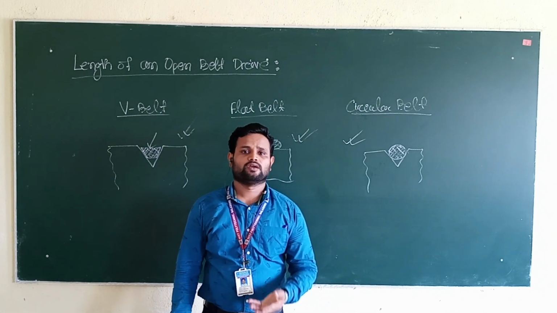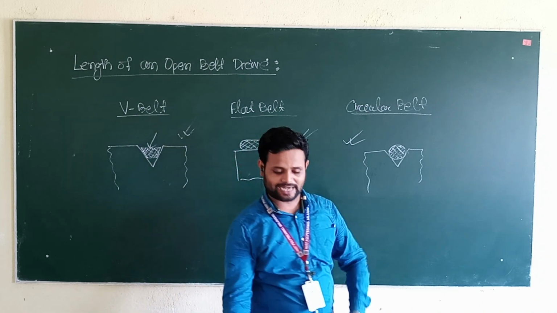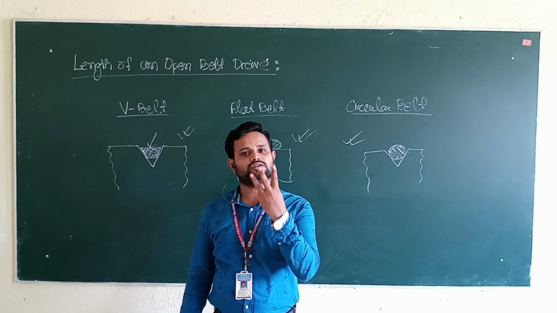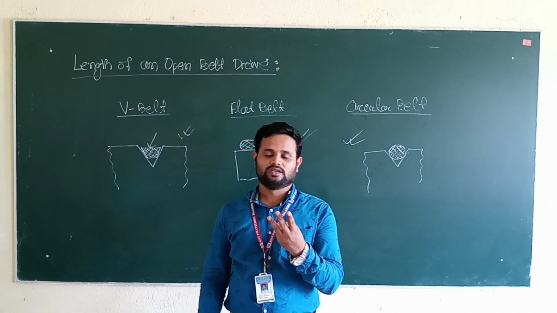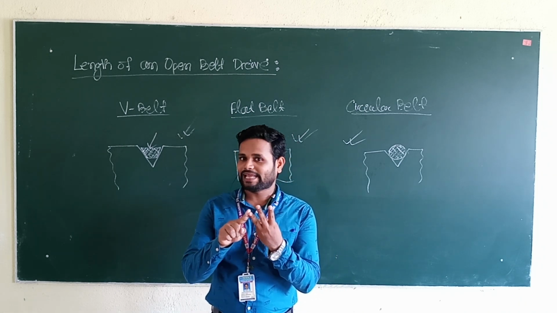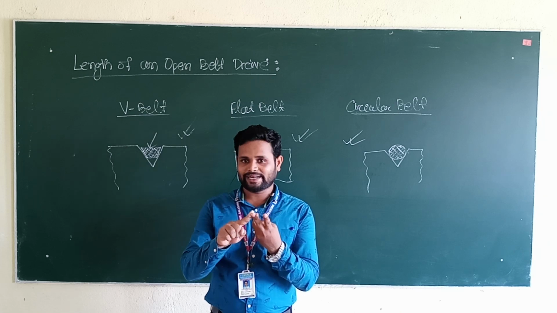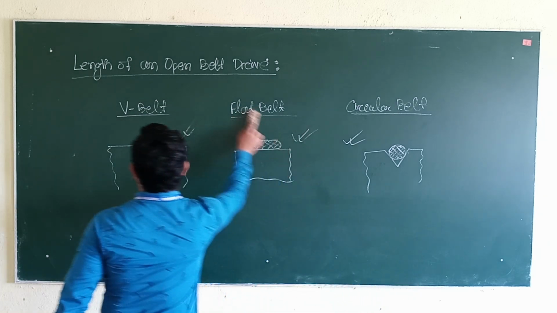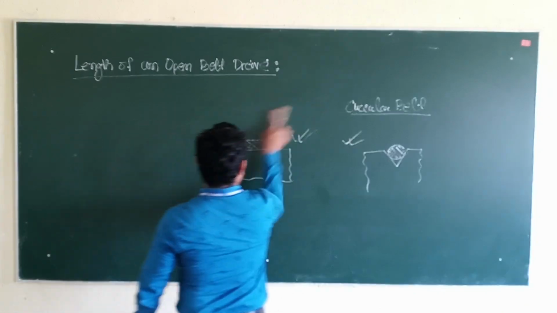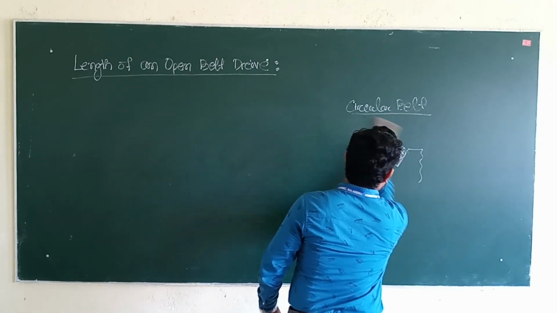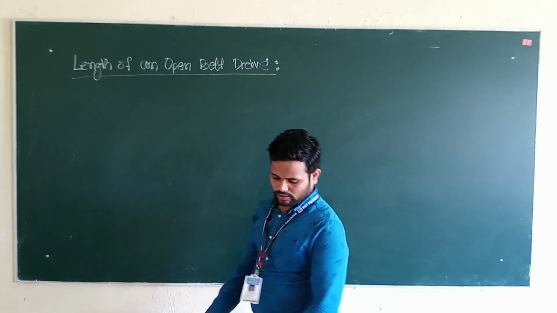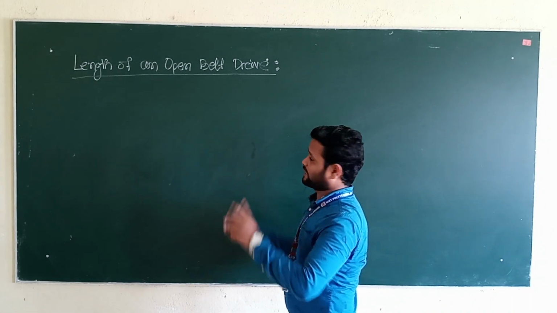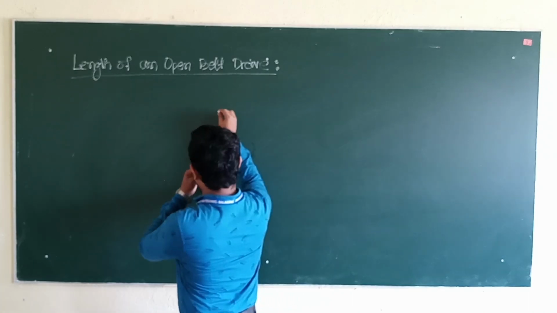Now we will study the types of flat belt drives. There are also three types of flat belt drives. The first one is the open belt drive, the second one is the cross belt drive, and the third one is the compound belt drive. We have already known this before calculating the length of the flat belt. So there are three types of flat belt drives. First one is the open belt drive.